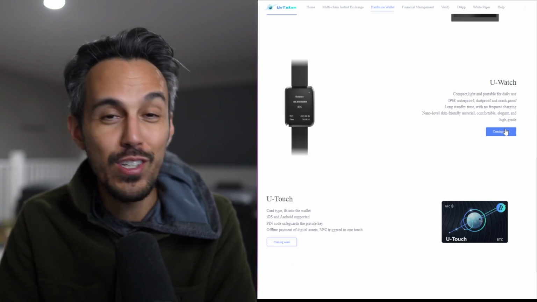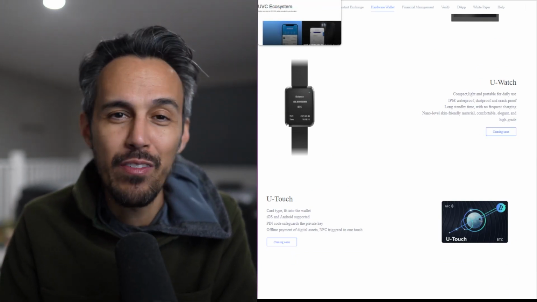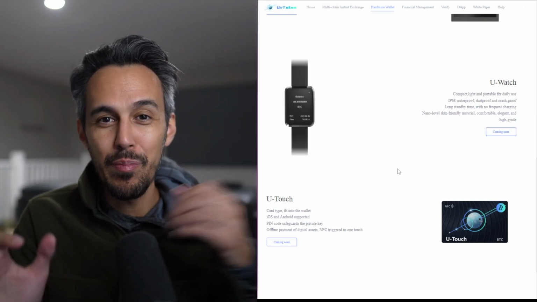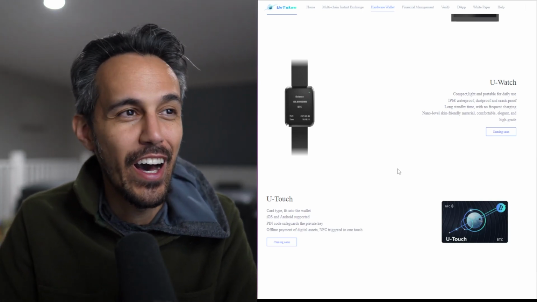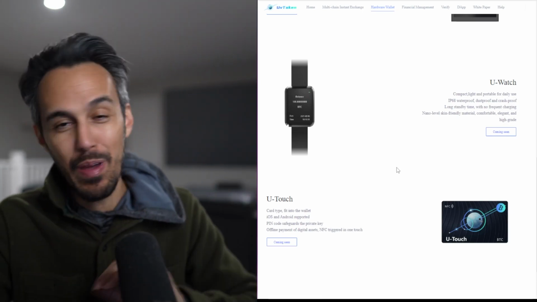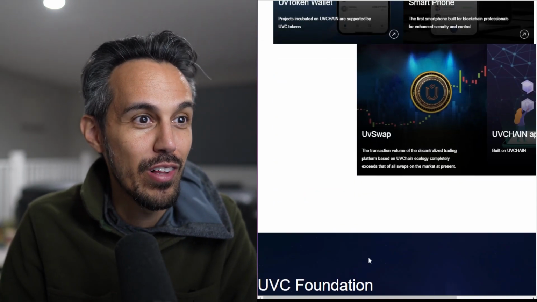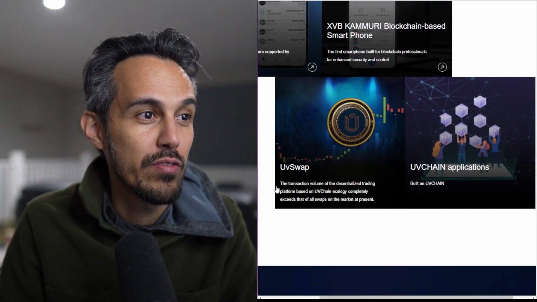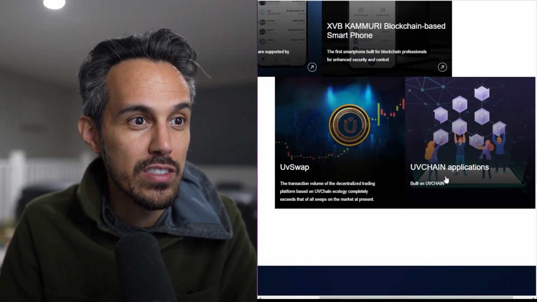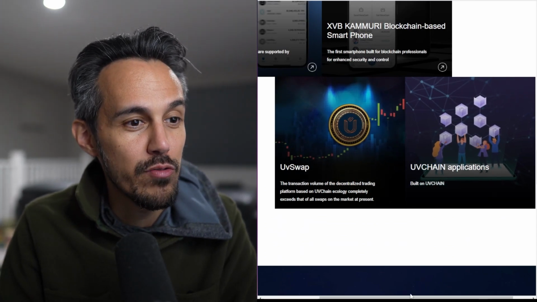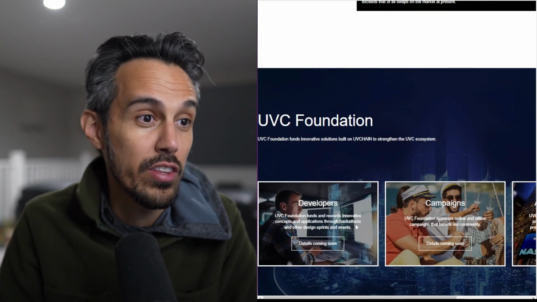I thought a watch was a good idea. I haven't heard of that before, but if you're really thinking about keeping something on you and having easy access, or maybe you just want to check some of the pricing changes, I thought that was a really cool idea. And they have other stuff, the UV swap, and then some of the UV chain applications if you want to see stuff that's built on the UV chain.